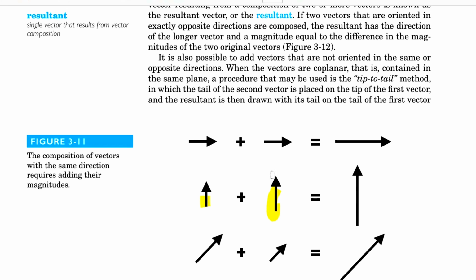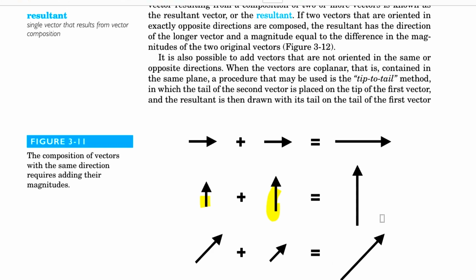Same like that, if you add the magnitudes of these arrows that are in the same direction, we can just add the magnitudes and get the bigger arrow. Same for the other one, we add the magnitudes and get the bigger arrow.